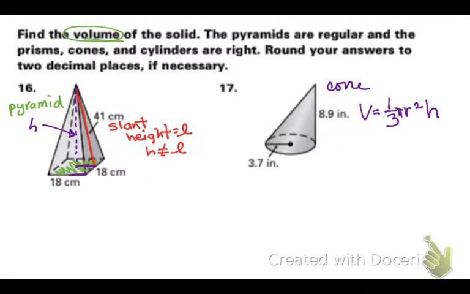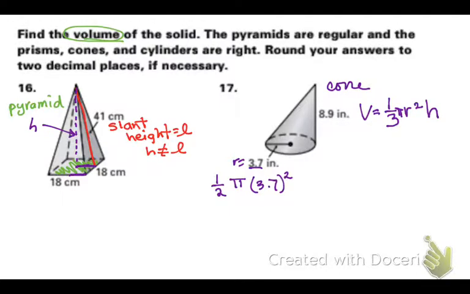Pi r squared h, because it's base times height. Okay. So 1/3, we have pi. Our r is 3.7, so we're going to square that.